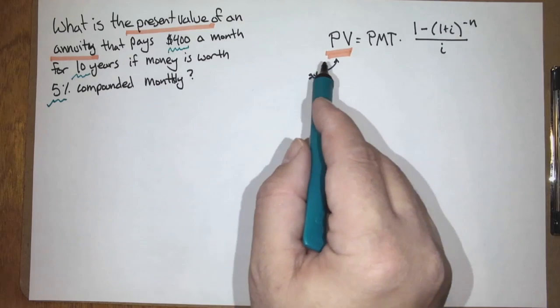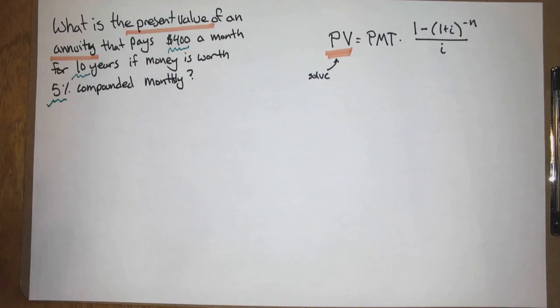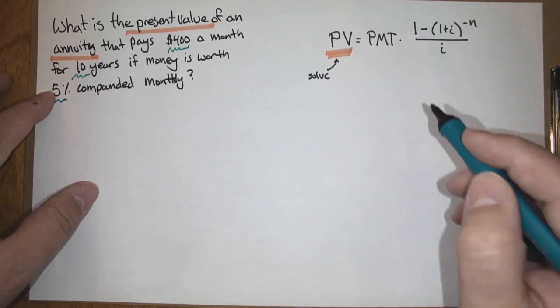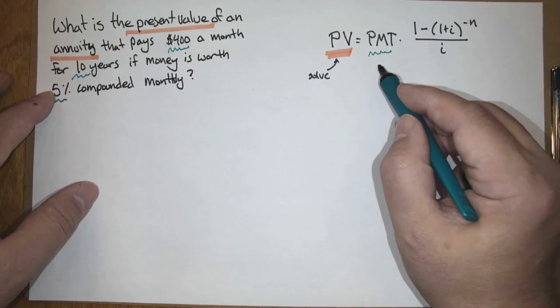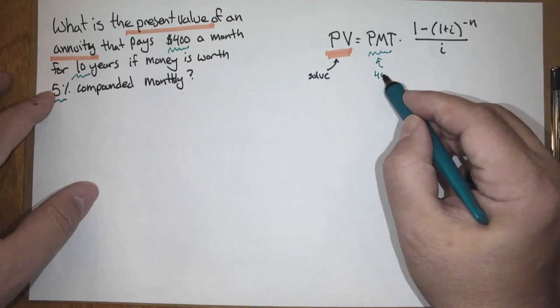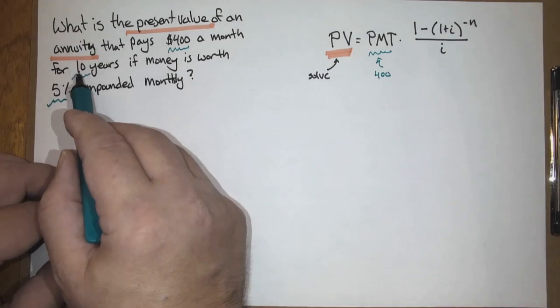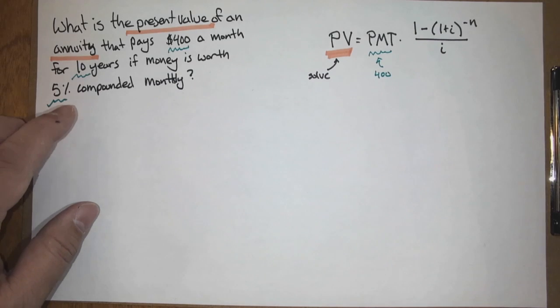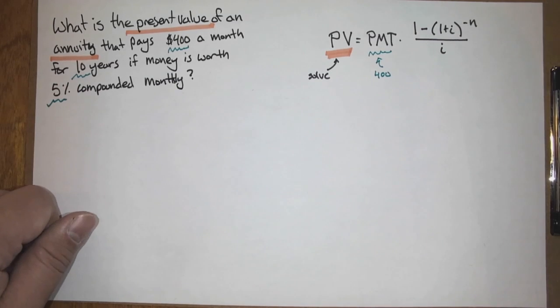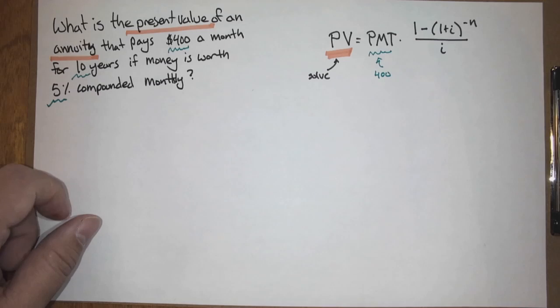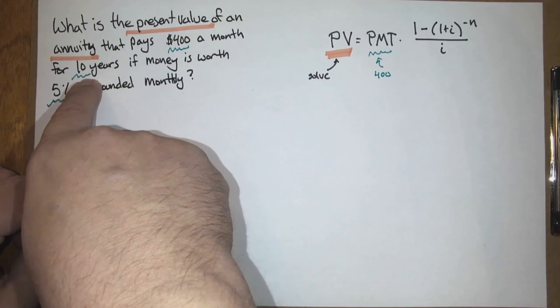400, does that match with one of our pieces? Which one? I see heads nodding, yes. Where does it go? Payment, N, or I? It's the payment. So it's how much we're getting in each period. All right, well that's good. 10 years. Okay, so where does this fit in? So, is this N, and why not?